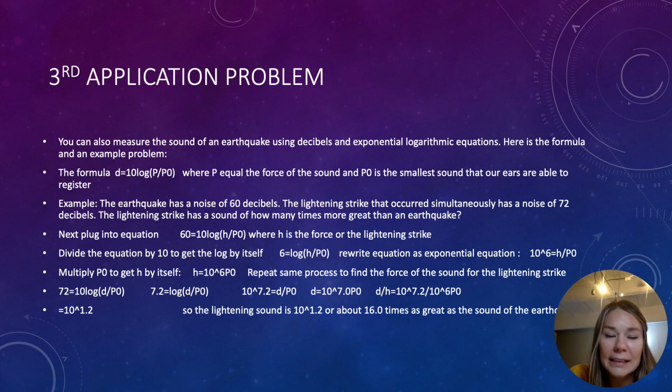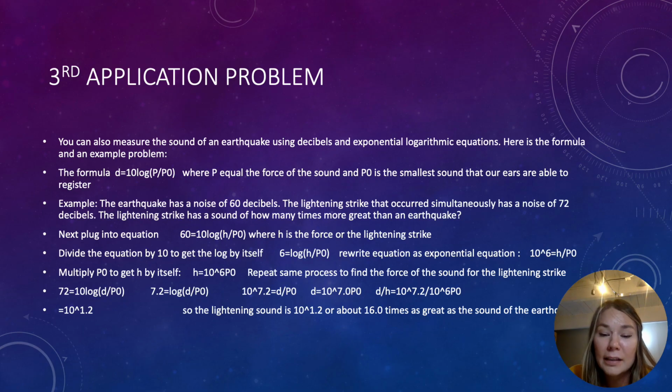Divide the equation by 10 to get the log by itself. So 6 equals log of H divided by P0. Rewrite the equation as an exponential equation. So 10 to the 6th equals H divided by P0. Multiply by P0 to get H by itself. So H equals 10 to the 6th P0.